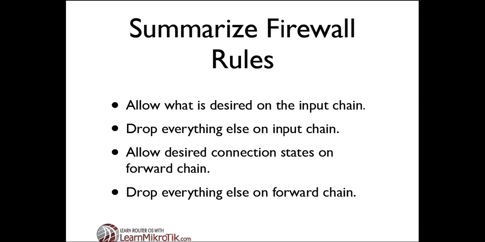So to summarize firewall rules, first of all, we always want to allow what is desired to take place on the input chain. And then we'll drop everything else on the input chain. We'll then do the same thing on the forward chain, allow the desired connection states that we want to allow, and then drop everything else.